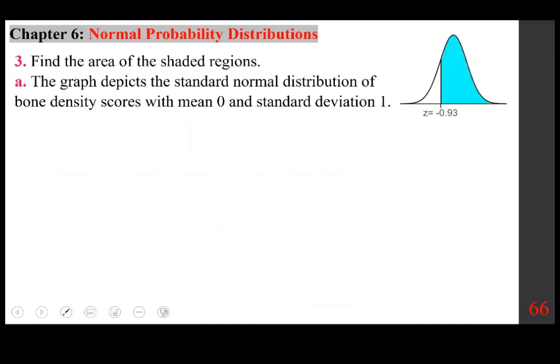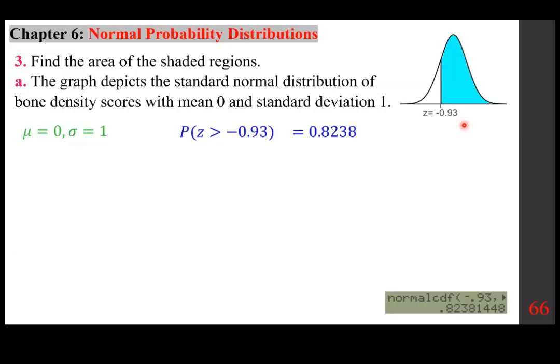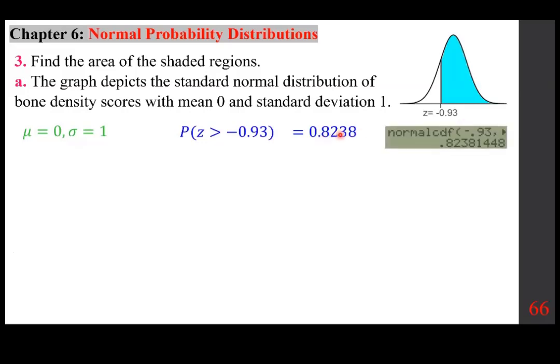We want to find the area of this shaded region. The graph gives us the standard normal distribution. That means the mean is 0, standard deviation is 1. Simply put, mu is 0, sigma is 1. The graph clearly tells us the area to the right of negative 0.93. Looking up the table or technology, at this point, we've had enough practice. We come up with the answer. This is the table, and this is technology, normal CDF.